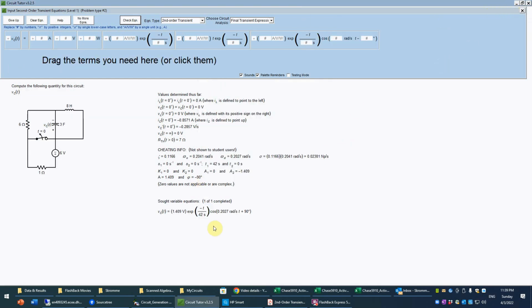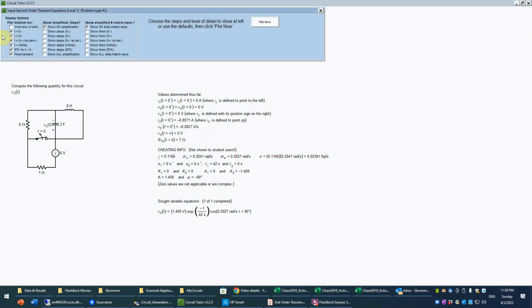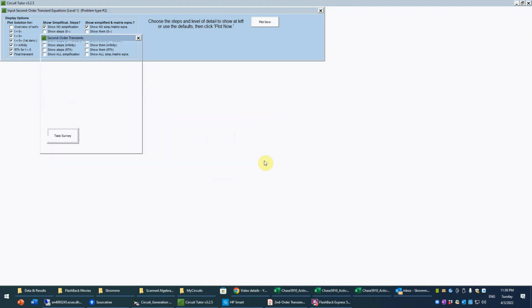Now we have the final expression here, which we've entered, and basically now we're done. We just click no more equations. Again, you could go back if you're unclear on any of these steps. You could pick those steps to show. I'm going to skip that right now, and we are done.